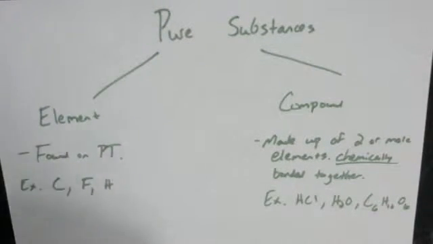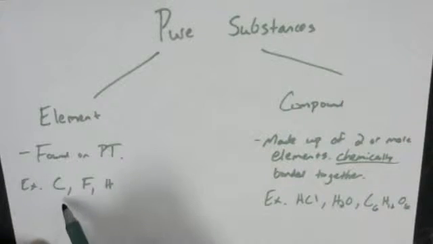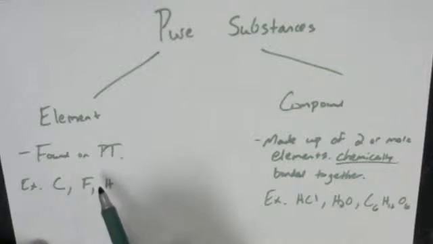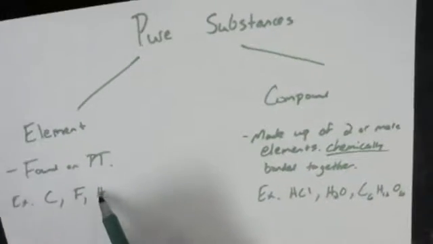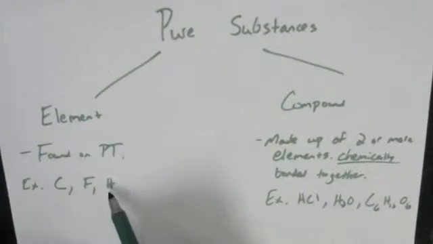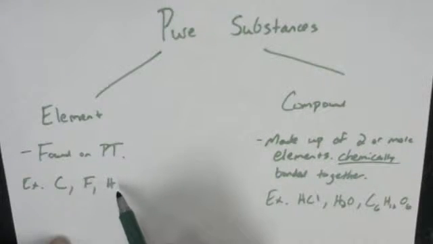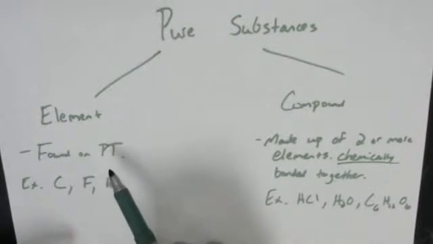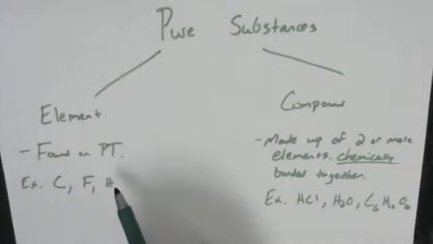We already studied both of these. The main thing about elements is that they are found on the periodic table. Like here, carbon, atomic number 6. It's an element. Fluorine, atomic number 9. Found on the periodic table. Hydrogen, which is found on the periodic table as well. So if anything is found on the periodic table, then it is a pure substance.